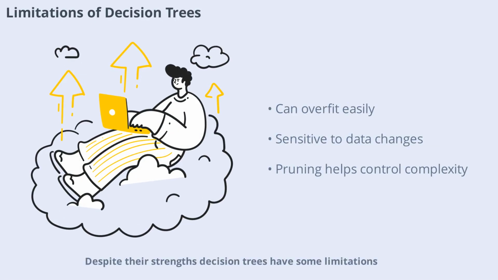Despite their strengths, decision trees have some limitations. They can become overly complex if not properly managed, leading to overfitting, where the tree matches the training data too closely and performs poorly on new data. Decision trees can also be sensitive to small changes in the data, which might result in a completely different structure. To address these issues, techniques like pruning or using ensemble methods such as random forests are often applied.